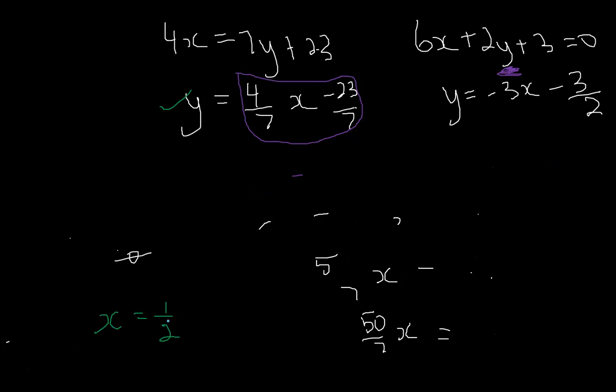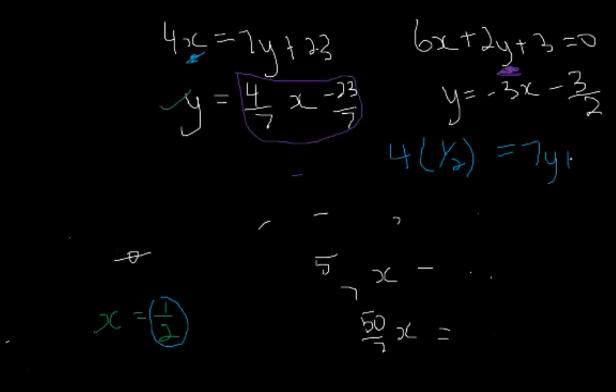So now that we know x is a half, we're going to take this value, and wherever I see x in this equation, I'm going to replace it with a half. So this becomes 4 in brackets a half. So 4 times a half is 2, is equal to 7y plus 23. So this is minus 21 is equal to 7y. Therefore, y is equal to -3.